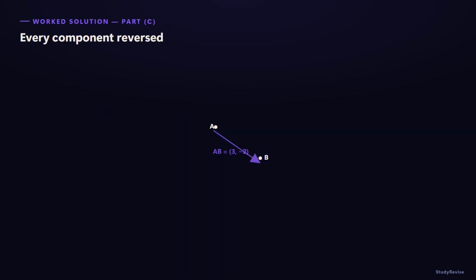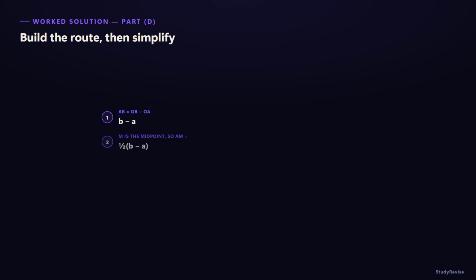Part C. BA equals negative 3, 2. Both components of AB reversed. And Part D. AB equals vector B minus vector A. M is the midpoint, so AM is 1/2 of that, B minus A. OM equals OA plus AM, which is A plus 1/2 of B minus A, giving 1/2 A plus 1/2 B, or 1/2 of the sum A plus B.